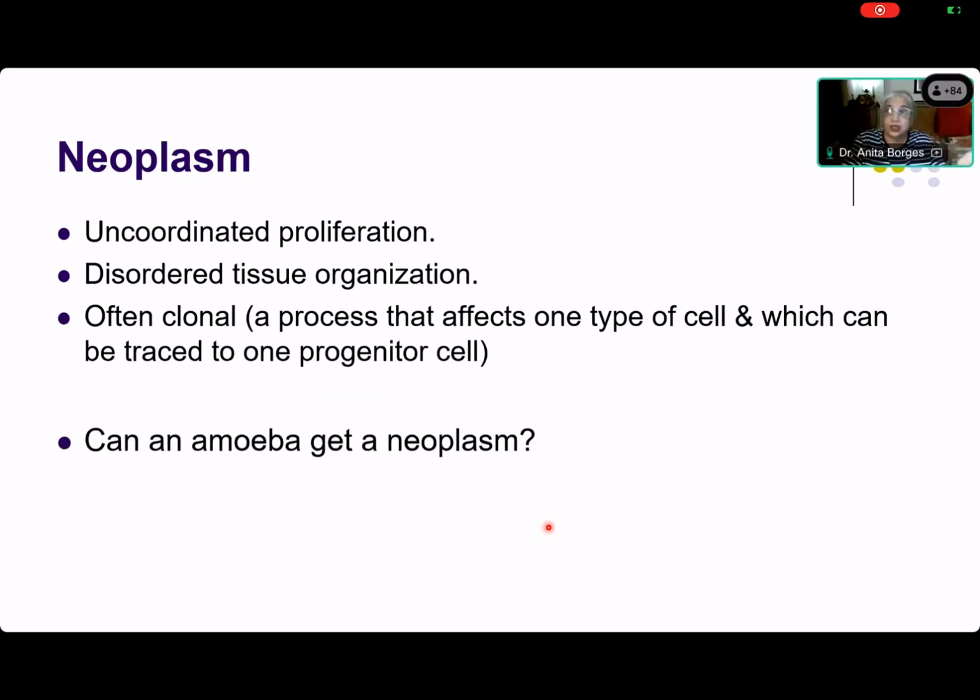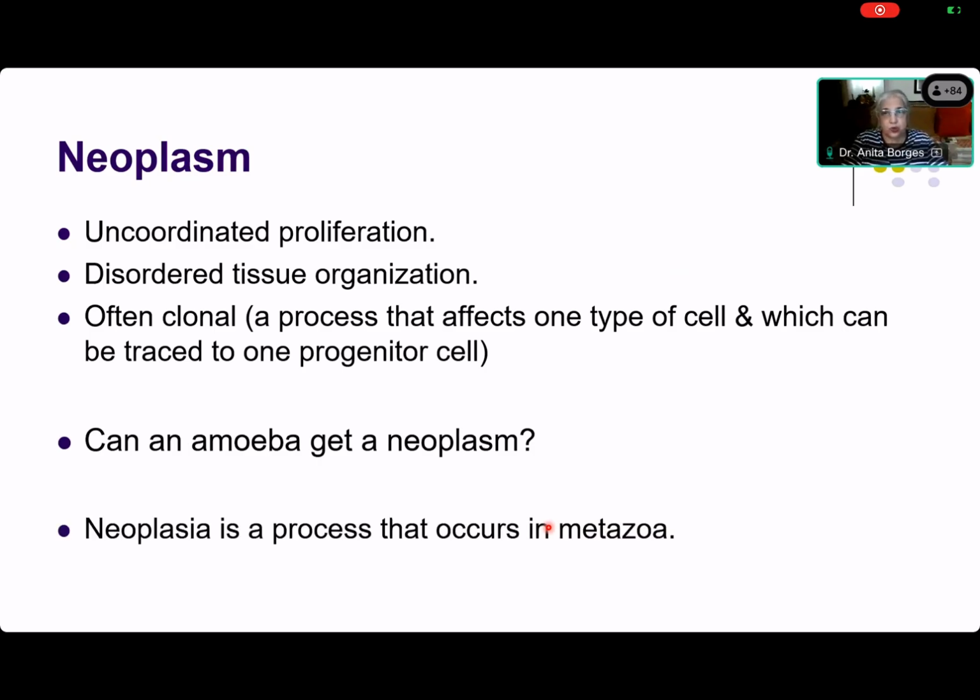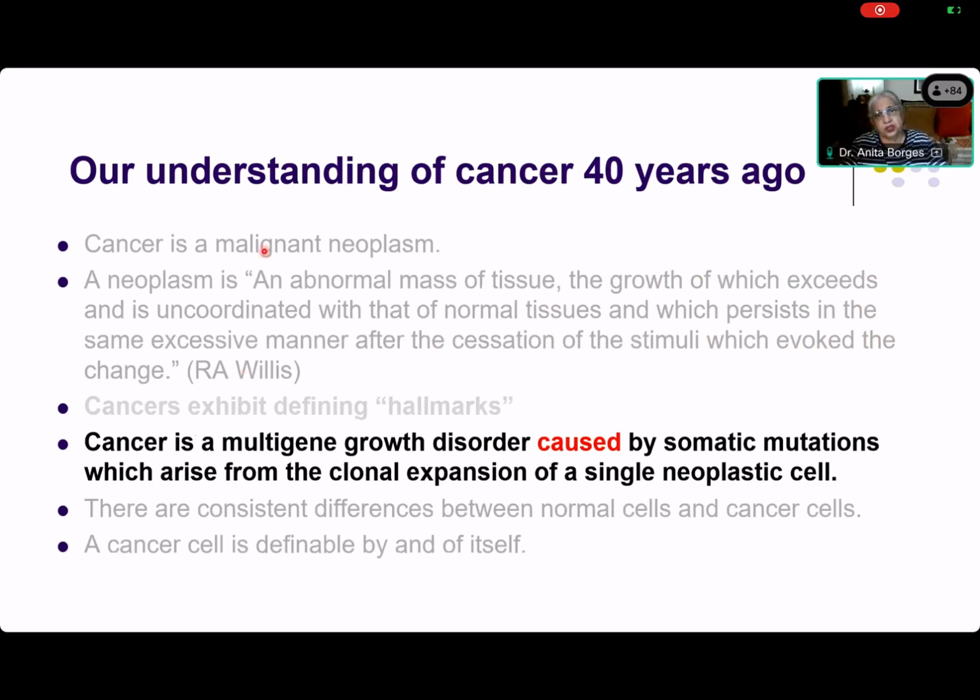And then we asked this question: can an amoeba get a cancer? And the answer is no. Why? Because it is a single cell. Absolutely right. So there is no tissue for it. And then we said that neoplasia is a process that occurs in metazoa. Okay, so I'm not going to go into all of the things that we did the last time. If you want to go and see the recording, you can.